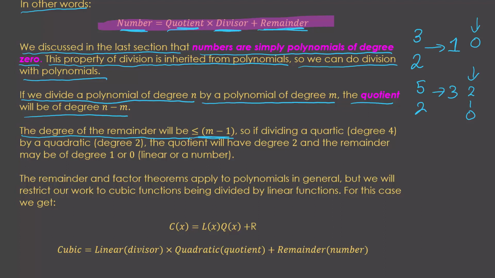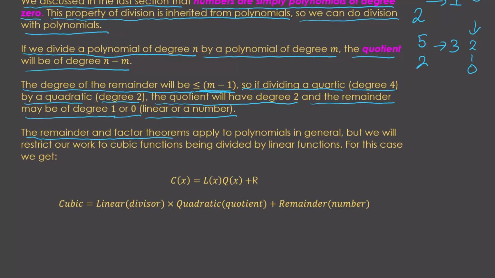And we explain that further here by saying if dividing a quartic of degree 4 by a quadratic of degree 2, the quotient will have degree 2 and the remainder may be of degree 1 or 0, so linear or just a number.